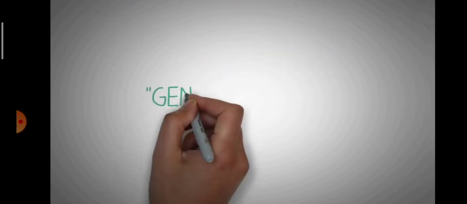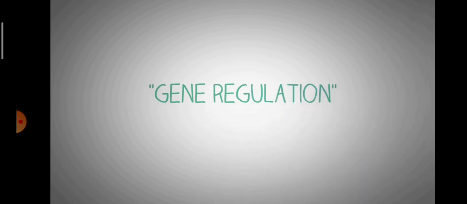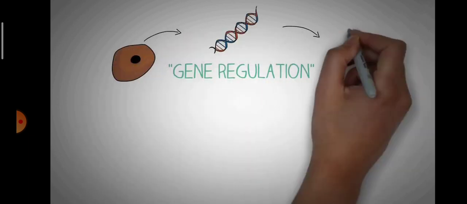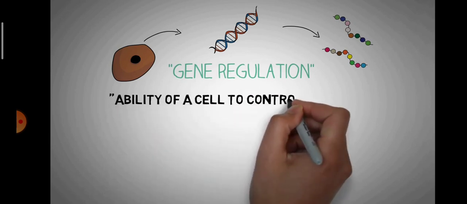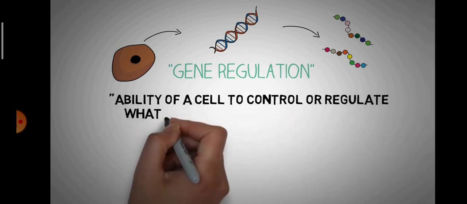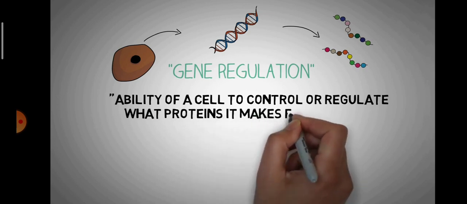So without further ado, let's first start with gene regulation. Gene regulation, in the simplest terms, is the ability of an organism to control or regulate what proteins it makes from its DNA.